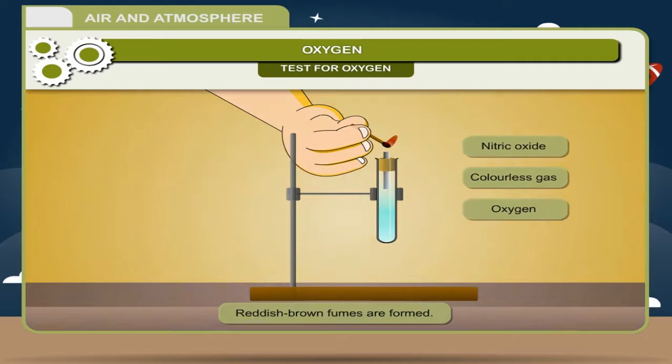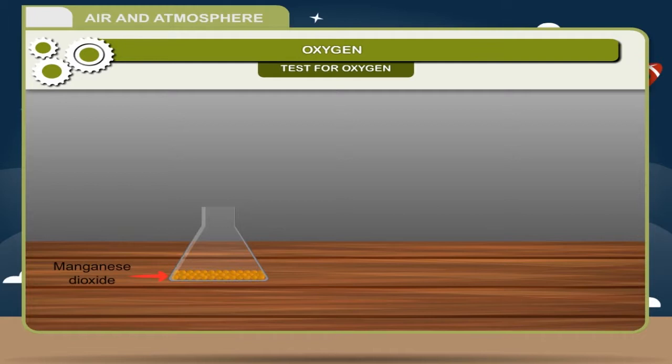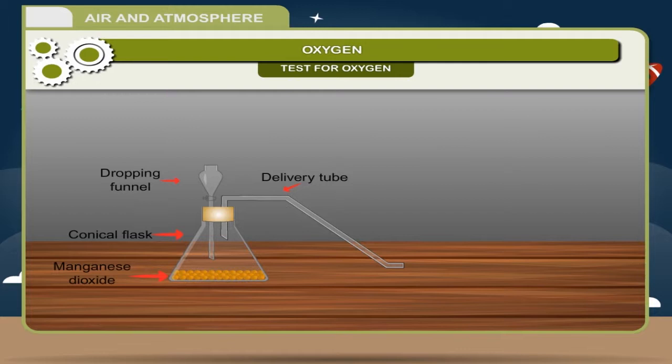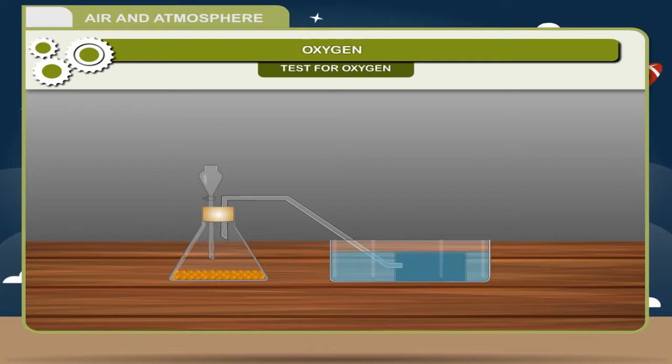Activity: Take manganese dioxide in a conical flask. Fix a two-holed stopper on the mouth of the conical flask. Pass a dropping funnel through one of the holes and a delivery tube through the other hole. The other end of the delivery tube should go into the beehive shelf placed in a water trough. Let a small quantity of hydrogen peroxide drip through the funnel so that it mixes with manganese dioxide.